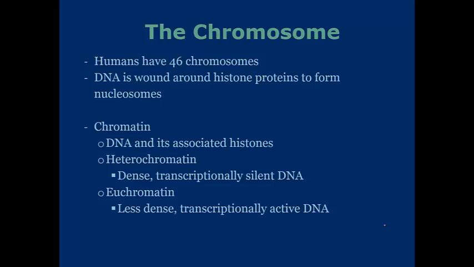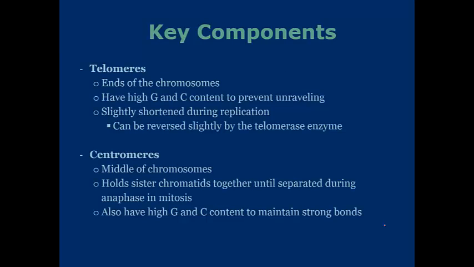The way I like to remember this is that euchromatin is useful. There are some key components of chromosomes that we have to talk about, and there are two in particular that the MCAT likes to test. There are telomeres, which are the ends of the chromosomes. Since they're the ends, they have high G and C content to prevent unraveling. If you remember, G and C base pairs have 3 bonds in between them, so they are more stable than the AT bonds.